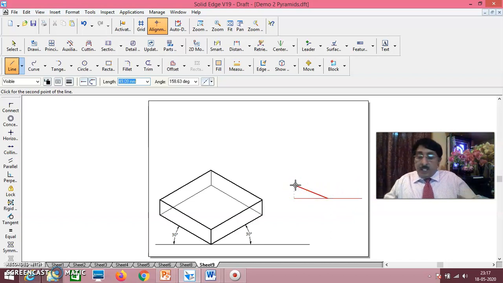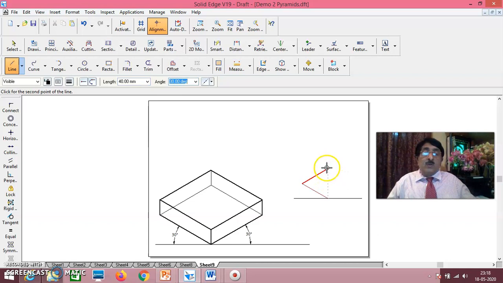Bottom square 40. Bottom square 40. This is 40 square, no? 40.